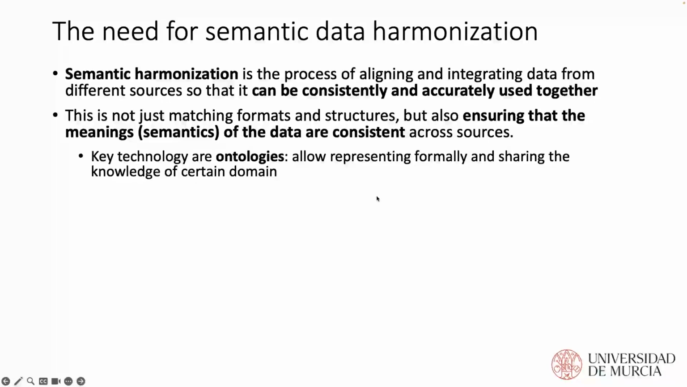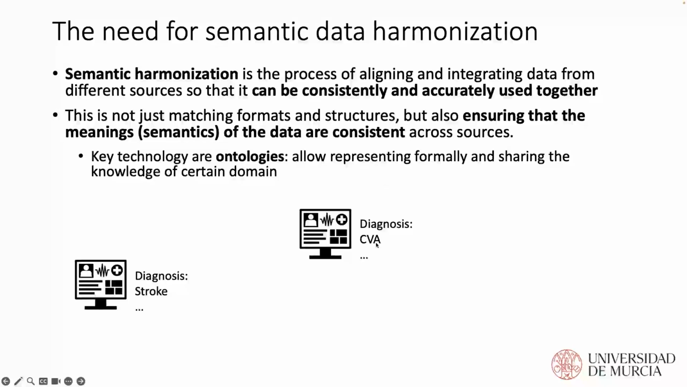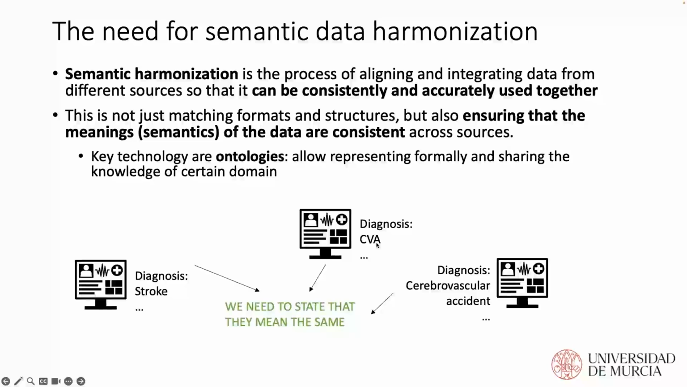So in order to use all this information in an integrated way, we need to semantically harmonize it. And this is not just matching formats and structures, but also ensuring that data meaning is consistent across sources. So if in one system we have a stroke diagnosis, and in another one we have it recorded as CVA, and in another one as cerebrovascular accident, we want to state that the 3 of them mean the same.